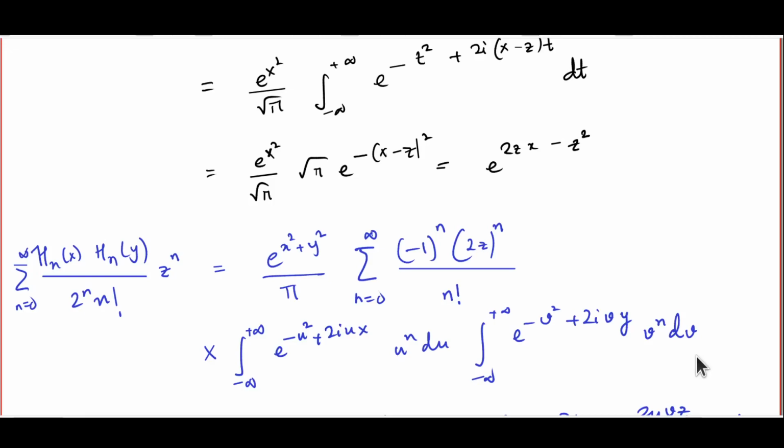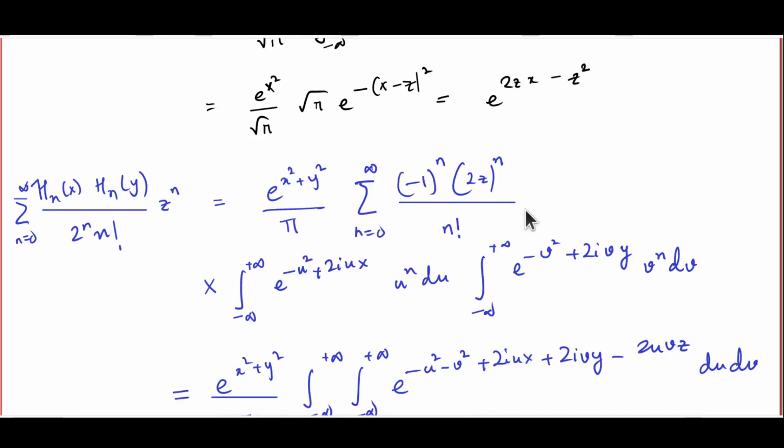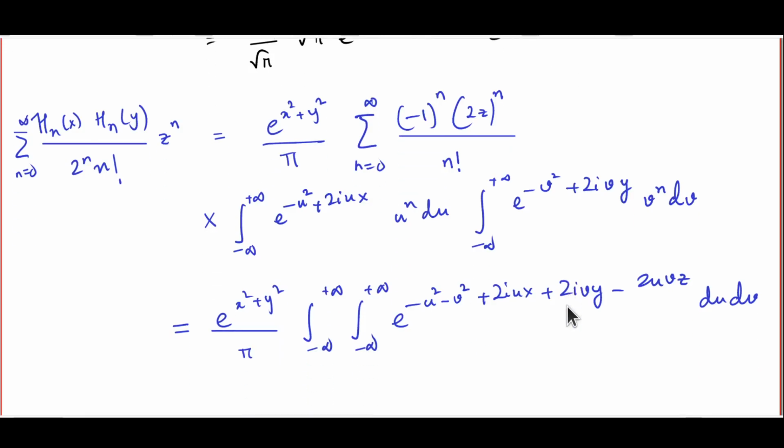Now, you should be pretty sure of what to do next, basically because the minus 1 to the n, 2 to the n, u to the n, v to the n, I have forgotten to write, and the z to the n together, when you sum up over all n going from 0 to infinity, will actually give you e to the minus twice uvz. So this is the integral that you have to do now over u and v.